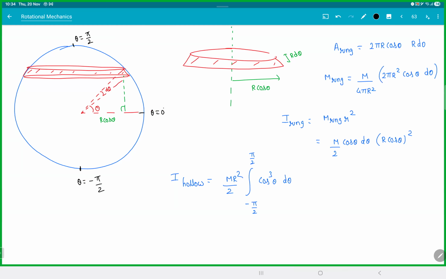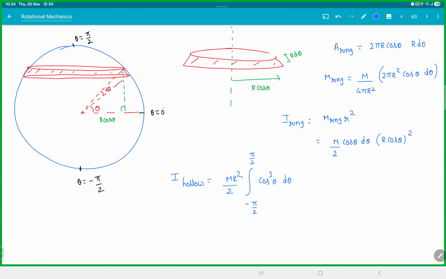Now, this is important. You know why? Examiners, they'll ask you something like this. What if it is not a full sphere, but it is a part of a sphere? And they will say this angle is 60 degrees. Then they'll ask you to find the moment of inertia. So it's not difficult. You just have to change the limits. So limits will be from 60 to 90 and you'll get the answer. That is the reason I'm telling you should know how to derive an element.